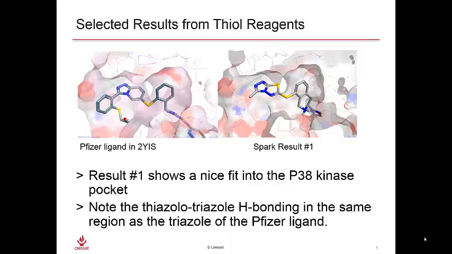So looking at a few results from our Spark experiment, on the left, we have our Pfizer compound in the 2YIS pocket. On the right, we have result number 1 from our Spark experiment, which shows a nice fit into the kinase pocket. If we look closely at the thiazolo-triazole moiety, we see that it's taking advantage of the same hydrogen bond interactions as the Pfizer ligand. There are faint green lines there that we saw when we turned that toggle on in the Spark 3D window. So we see 2 hydrogen bond interactions here, and we see 1 on the Pfizer ligand.